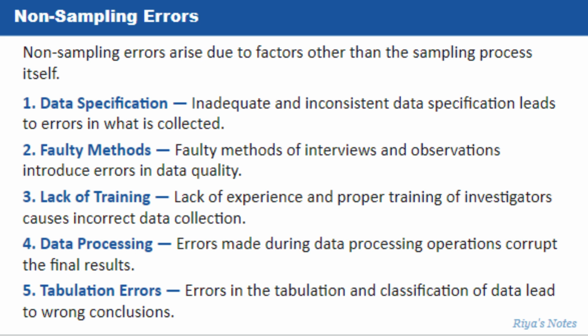Non-sampling errors. Non-sampling errors arise due to factors other than the sampling process itself. 1. Data specification. Inadequate and inconsistent data specification leads to errors in what is collected. 2. Faulty methods. Faulty methods of interviews and observations introduce errors in data quality. 3. Lack of training. Lack of experience and proper training of investigators causes incorrect data collection. 4. Data processing. Errors made during data processing operations corrupt the final results. 5. Tabulation errors. Errors in the tabulation and classification of data lead to wrong conclusions.